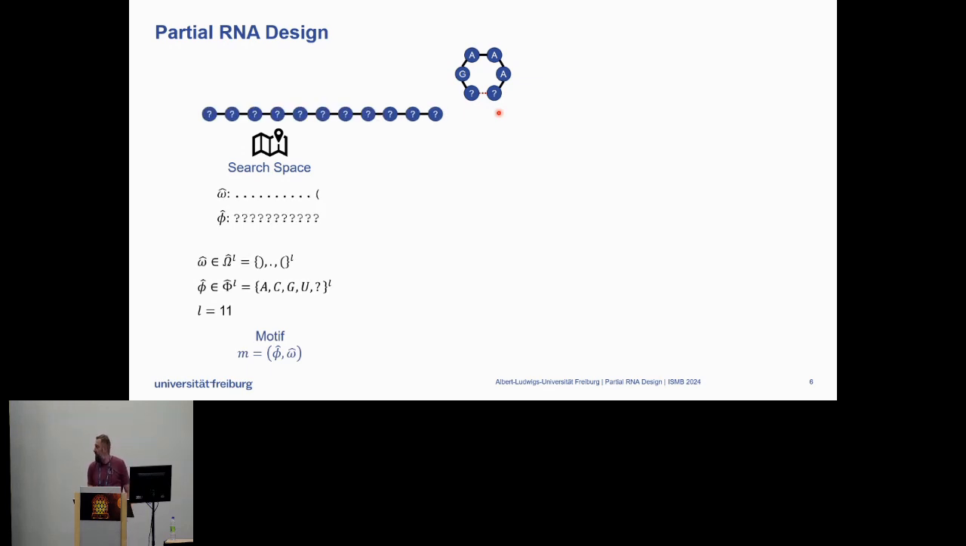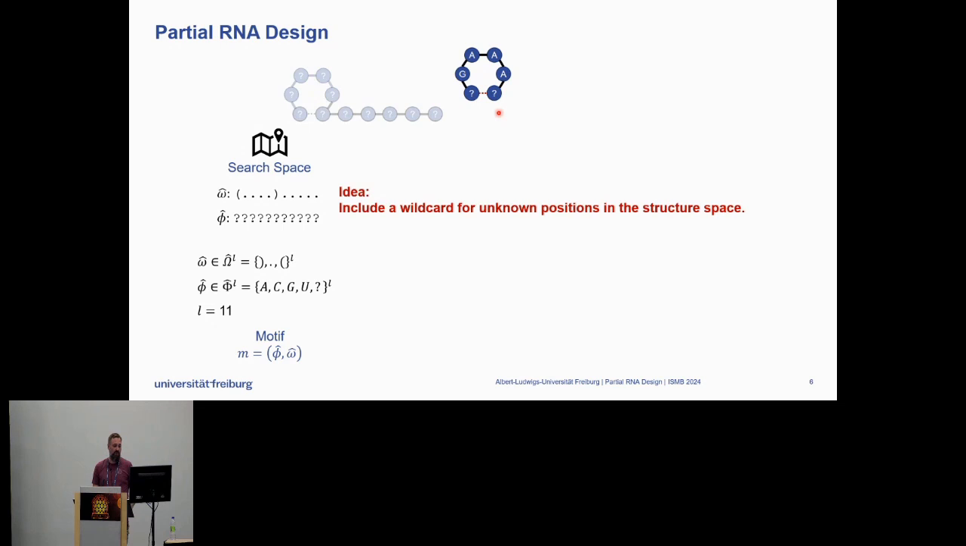Now, of course, we can add another motif for our search. As we have seen before, we might want to have this motif to have a certain structure as well. The main change is that we now have a length of 11. But unfortunately, we would like to search over multiple different structures here in this motif, as we have seen before. So our idea, again, is quite simple. We just include another wildcard for unknown positions in the structure space as well, as we have already done in the sequence space. And now we can define a motif just with question marks here to search over both of these structures at the same time.